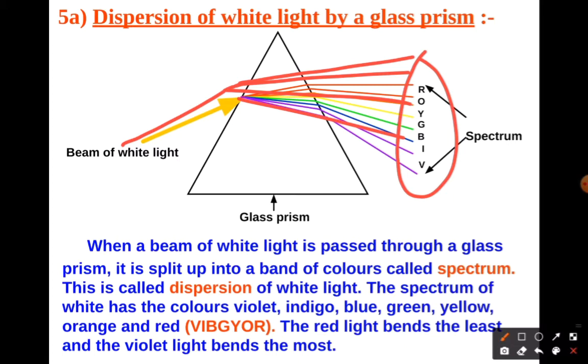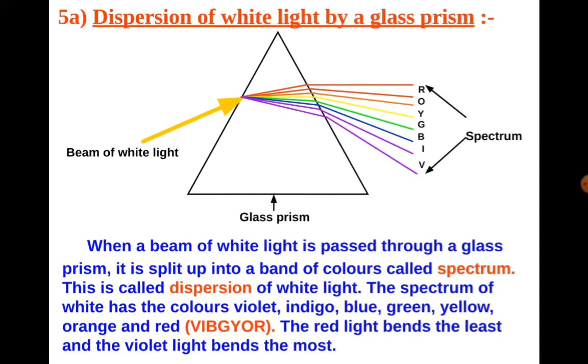This band of 7 colors is called the spectrum, and the phenomenon of splitting up of white light into its component colors when it passes through the glass prism is called dispersion of white light, or dispersion of light. Here in this topic we are going to learn one more thing. Sunlight is a mixture of 7 colors, as we all know, and each color is made up of waves of a particular wavelength. That is very important here.